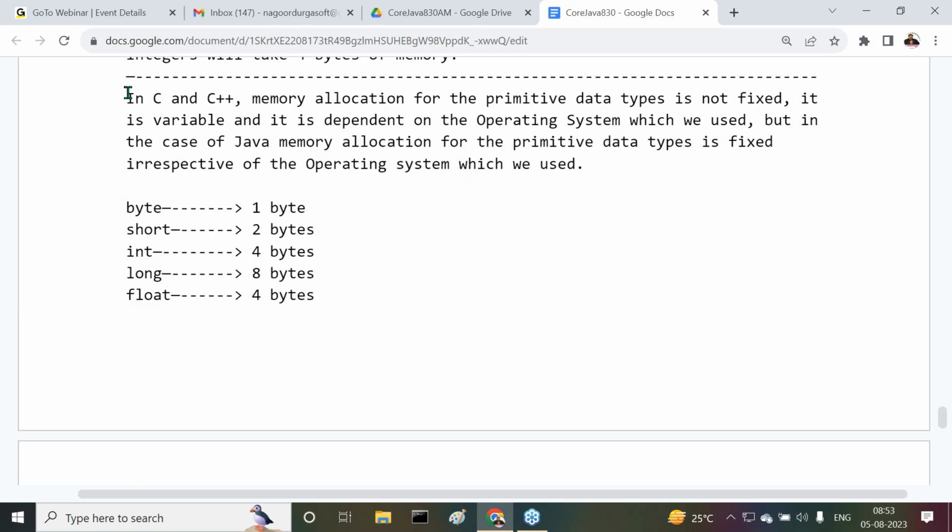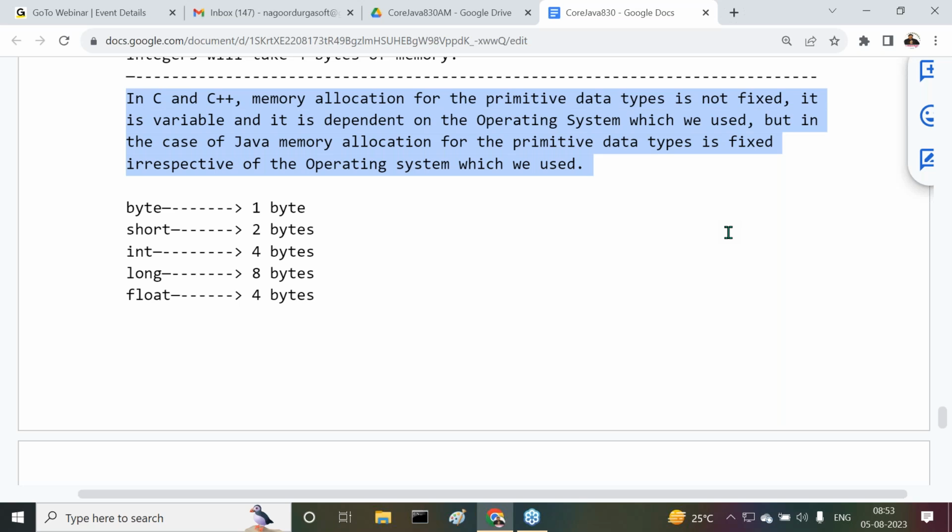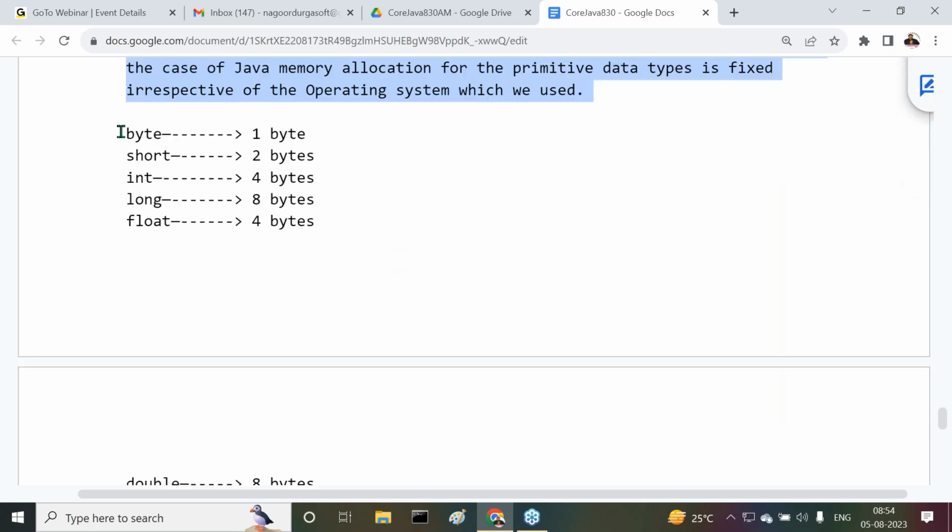So here the point is very clear. In C and C++, memory allocation for primitive data types is not fixed. It is variable and dependent on the operating system which we use. But in the case of Java, memory allocation for the primitive data types is fixed irrespective of the operating system which we use. Alright, what memory allocations are available in the case of Java?